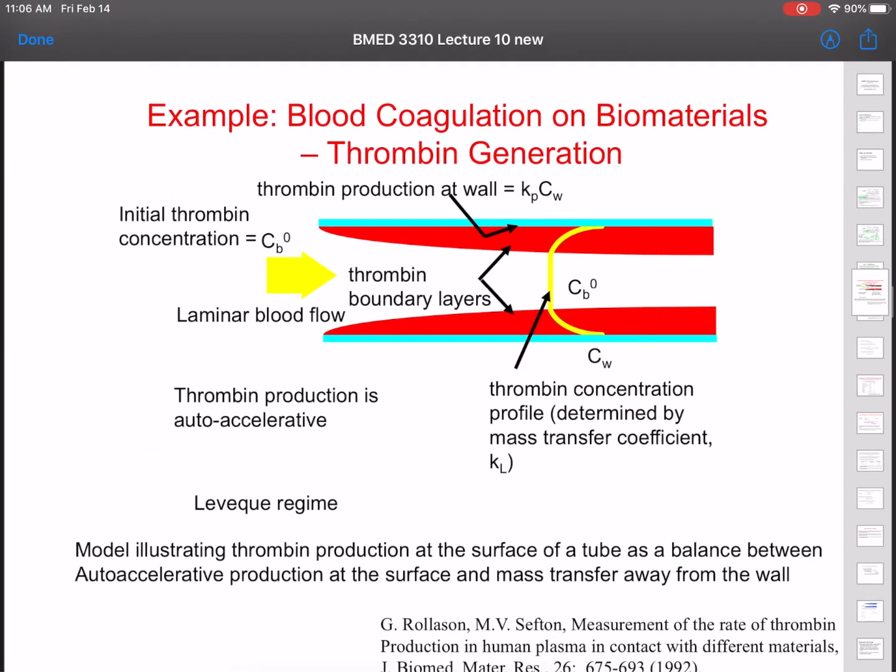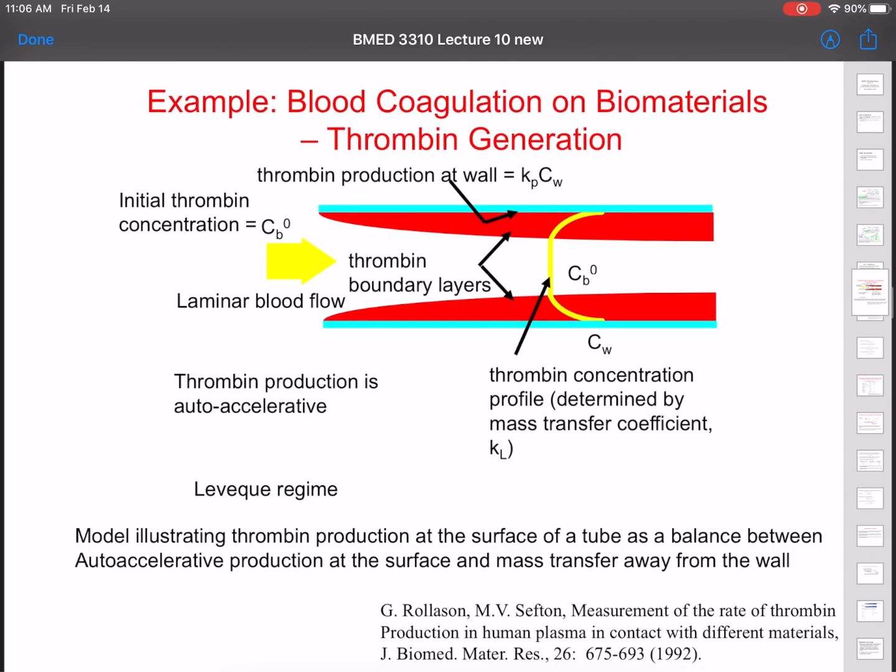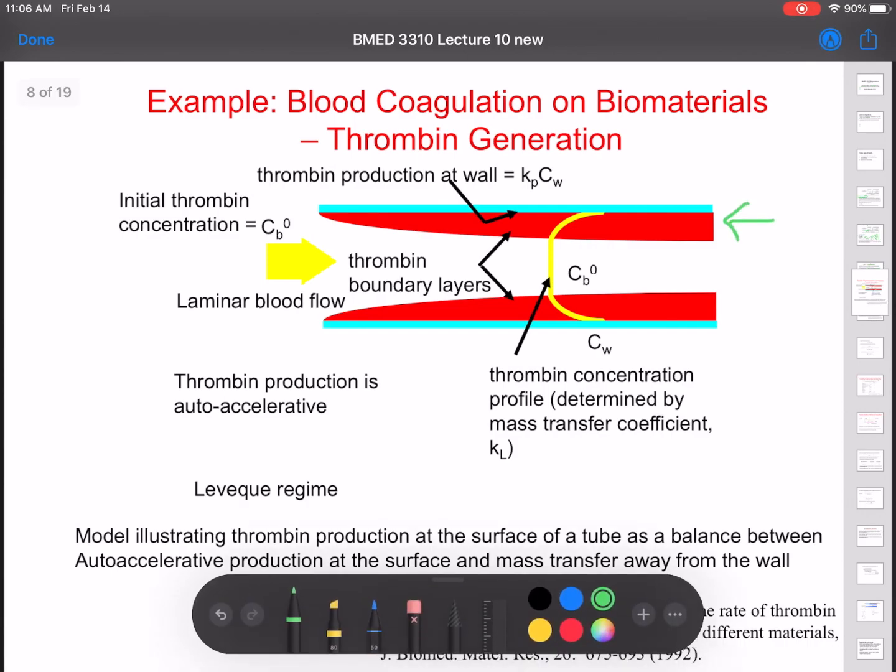Okay, and here she's giving an example of the blue wall here is a biomaterial with blood flowing through it, and the red is, I mean, the entire tube is filled with blood, but the red is the boundary layer portion, so that you can see how the boundary layer is growing as we move downstream.